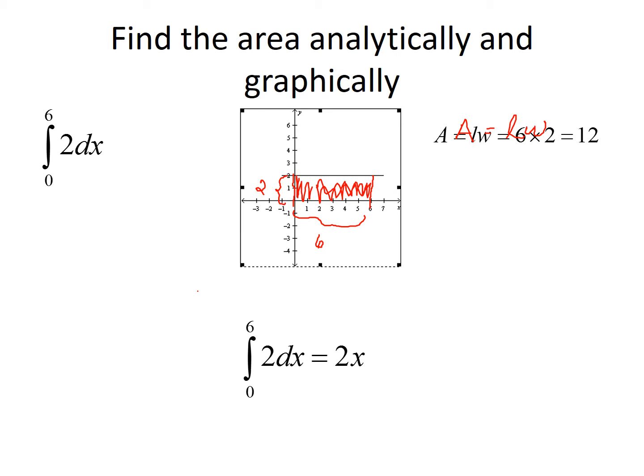Now, if I were to do this analytically, what I want you to see is that because it's a definite integral, because it has 0 and 6, I no longer need plus c. The integral of 2 is 2x, we know that, and then I'm going to evaluate that from 0 to 6, and that notation looks a little bit like this. So the first thing I do is I put 6 into this equation to get 2 times 6, and then I put 0 into there and get 2 times 0, and I get 12 either way.